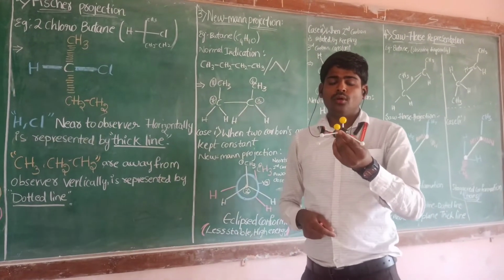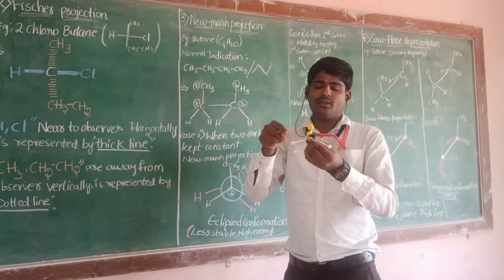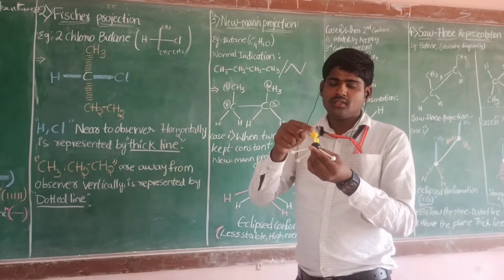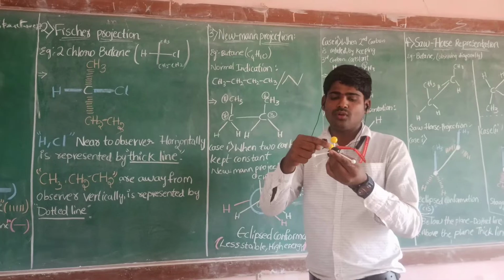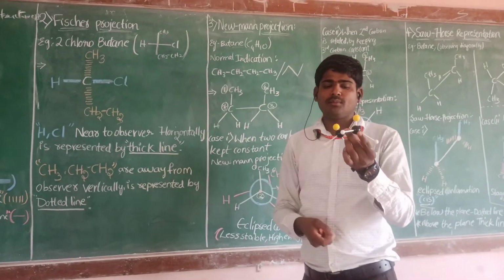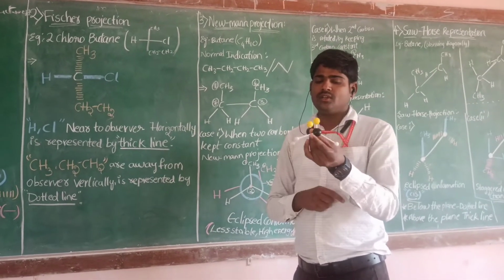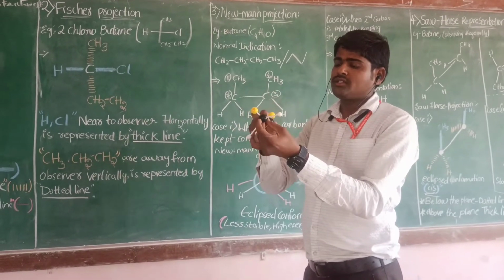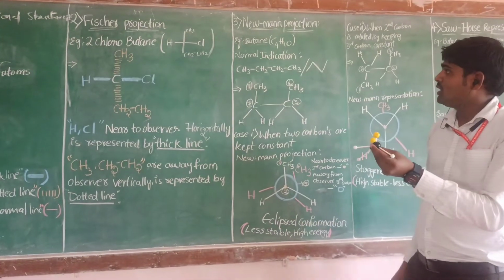This is one example, butane. So this is the butane formula, n-butane. Butane means there are 4 carbons: CH3, then CH2 with 2 hydrogens, in between one sigma bond, then the third carbon with 2 hydrogens, then CH3. So CH3, CH2, CH2, CH3. So it is n-butane. How to write a Newman projection formula?